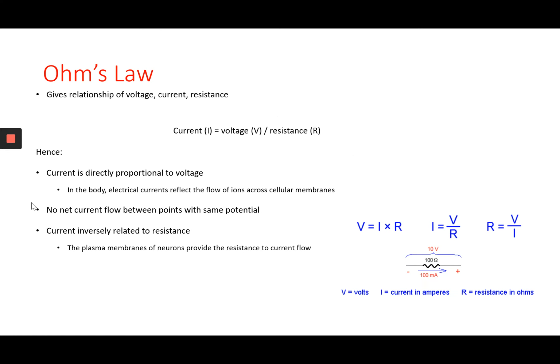Now, while no math is required, we do want to briefly mention Ohm's law. Ohm's law gives you the relationship between voltage, current, and resistance. We can see the equation is current equals voltage over resistance. That means current and voltage are directly proportional. So whatever happens to voltage, the same thing happens to current, whereas current and resistance are inversely proportional. So whatever happens to resistance, the opposite happens to current.